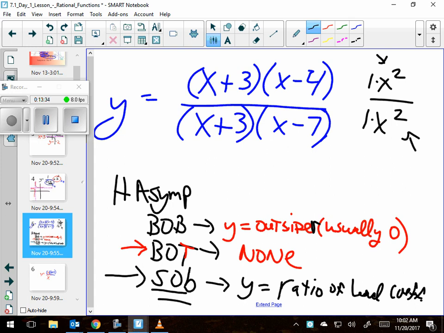All right, so let's check. Oh, one more thing. That was horizontals. Notice I never said anything about verticals in there. The vertical asymptotes come from the bottom. Can you see there's 2 things that would crash this function? 7 and what else? -3. All right.